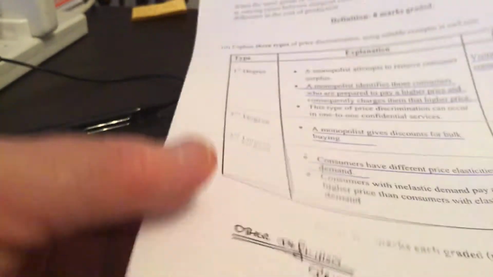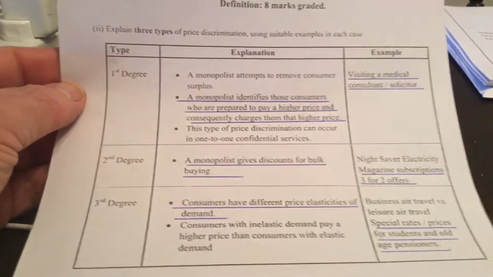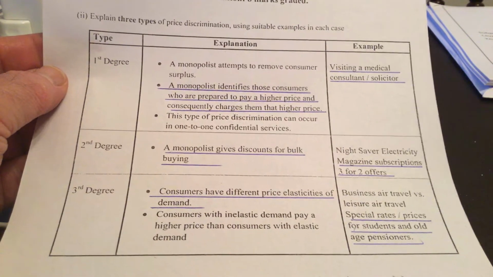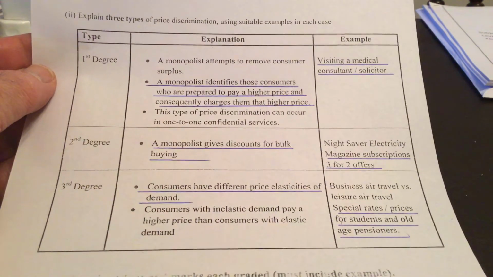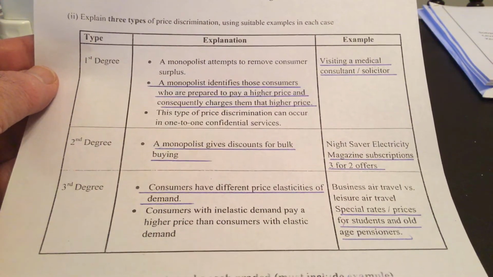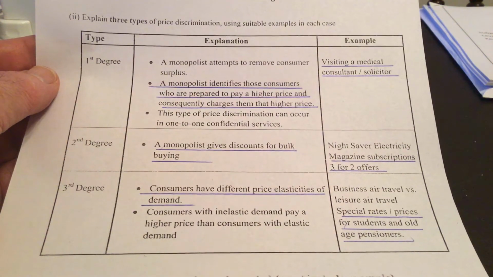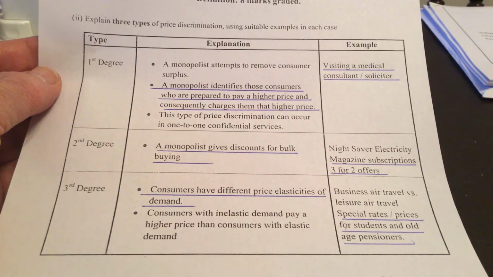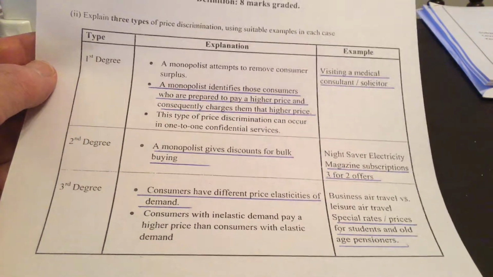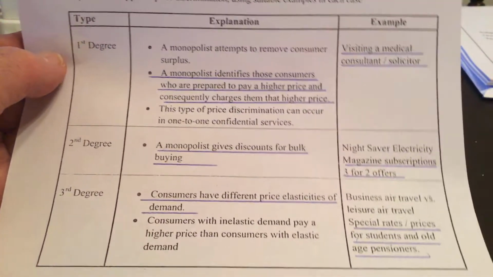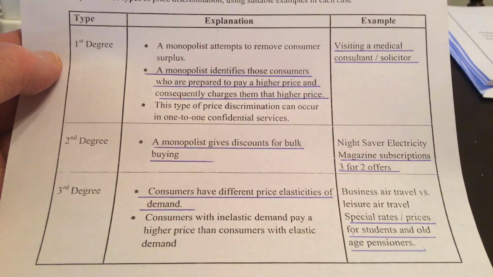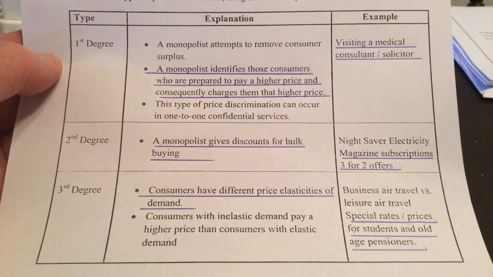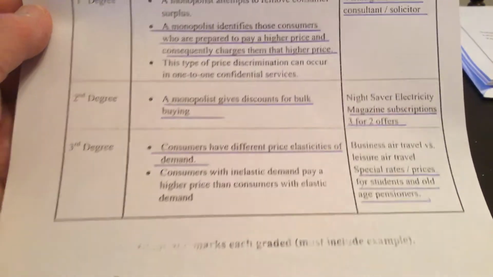Now let's have a look at the three different types of price discrimination. You have first degree, second degree, and third degree. First degree, a monopolist identifies those consumers who are prepared to pay a higher price and consequently charges them that higher price, for example visiting a medical consultant or visiting a solicitor. So, in fact, for adults, the doctor is probably a bit more expensive than for the student or the child.